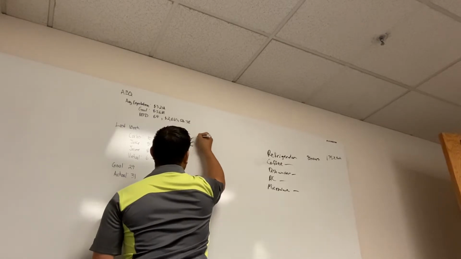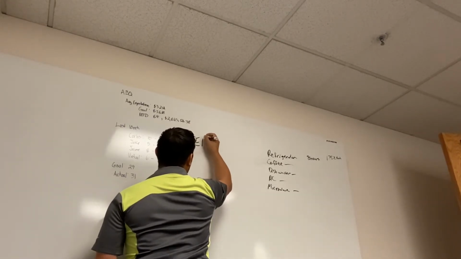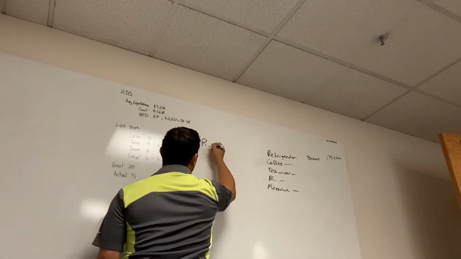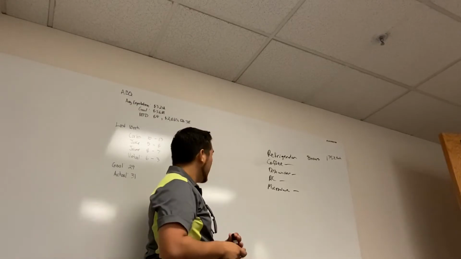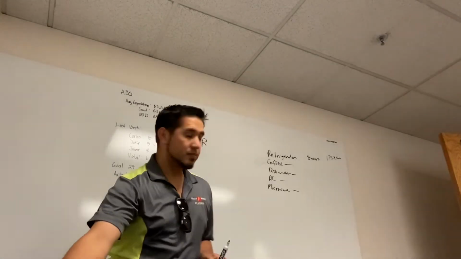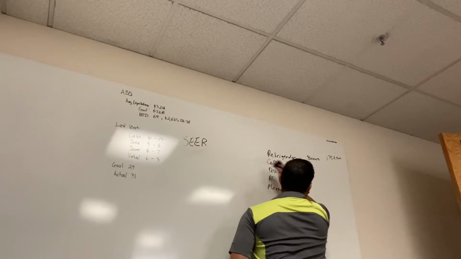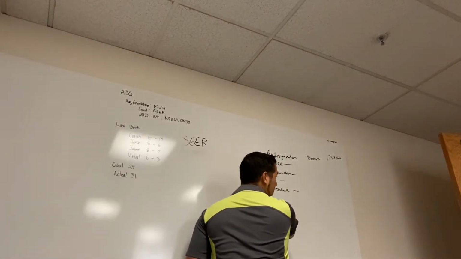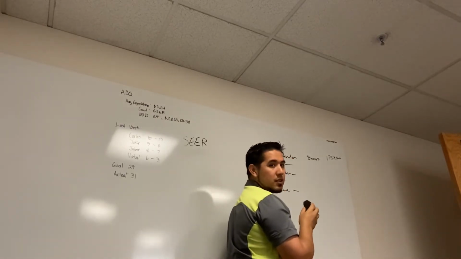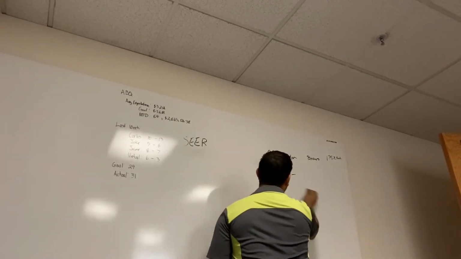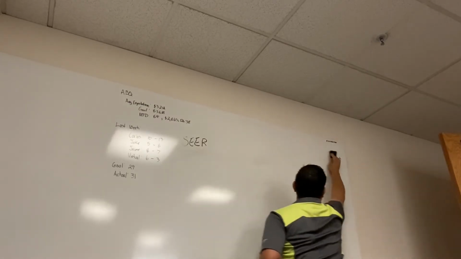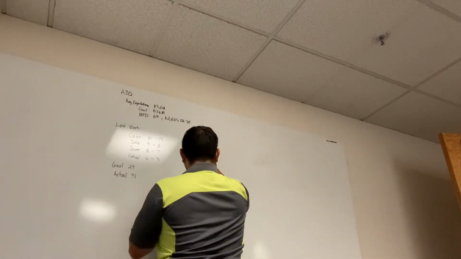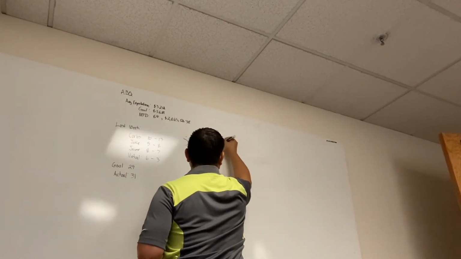Can you tell us what SEER means? Seasonal energy efficiency rating. There you go. So a SEER rating is how efficient the unit is. And what is legally the lowest they can be? 14. So if you're dealing with a house that's before 2012, it'll likely be 12. If you're dealing with a house that's built before 2005, it'll likely be 10.